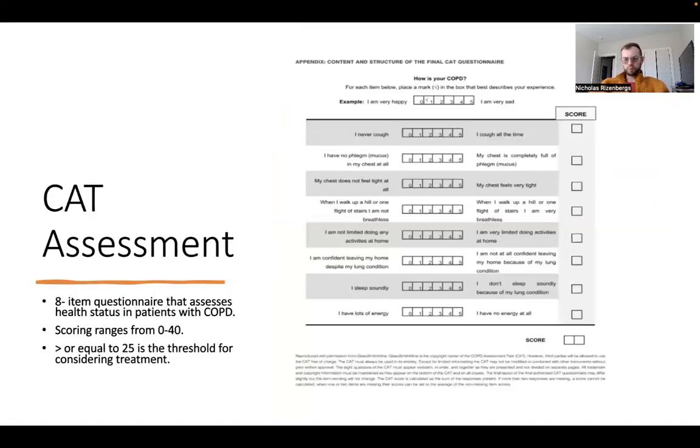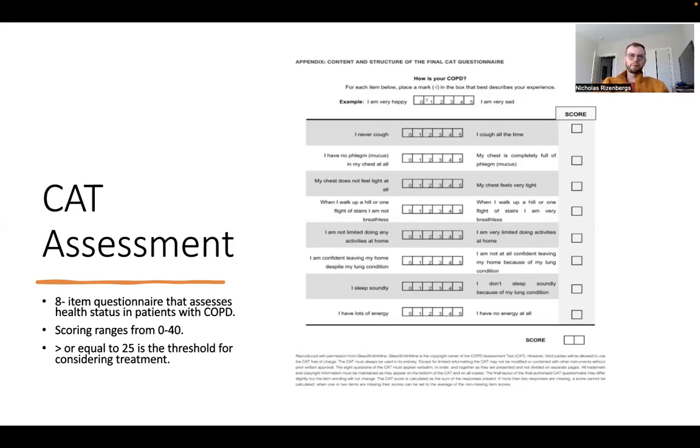So the CAT assessment, which was the fourth diagnostic test that I had in that list, is an 8-item questionnaire that assesses health status in patients with COPD. Score ranges from 0 to 40. So over or equal to 25 is the threshold for considering treatment. So you ask them these questions or have them fill out that questionnaire, which would probably be the best way. And they indicate it by 0 is none, 5 is most.